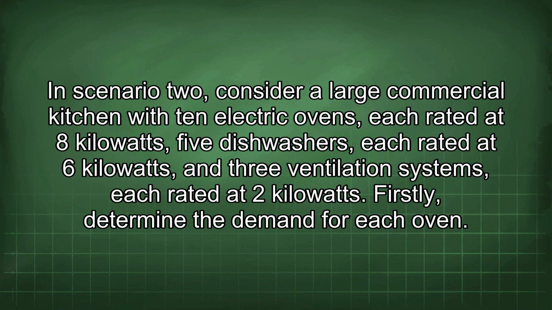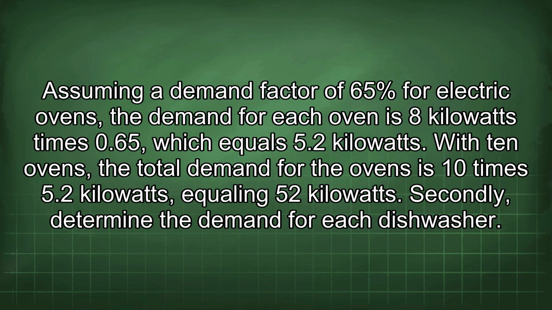In scenario 2, consider a large commercial kitchen with 10 electric ovens, each rated at 8 kilowatts, 5 dishwashers, each rated at 6 kilowatts, and 3 ventilation systems, each rated at 2 kilowatts. Firstly, determine the demand for each oven. Assuming a demand factor of 65% for electric ovens, the demand for each oven is 8 kilowatts times 0.65, which equals 5.2 kilowatts. With 10 ovens, the total demand for the ovens is 10 times 5.2 kilowatts, equaling 52 kilowatts.